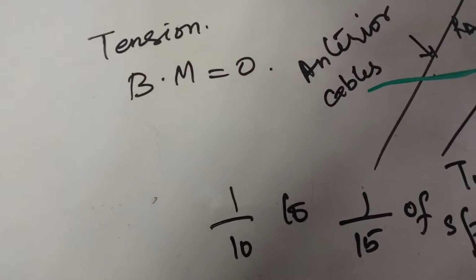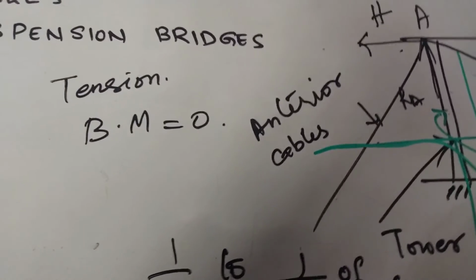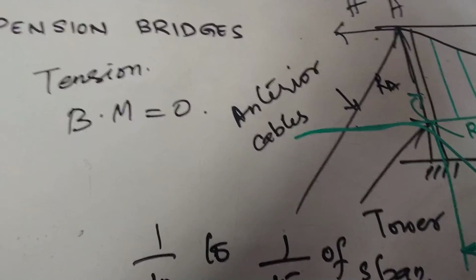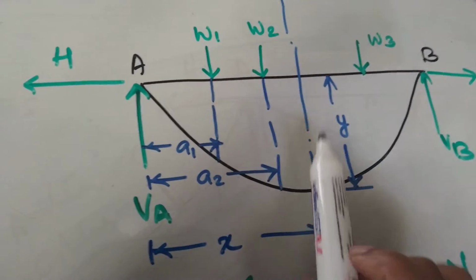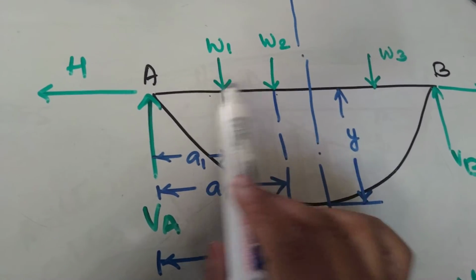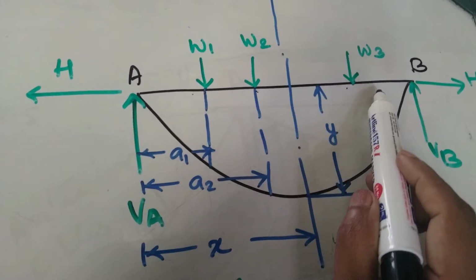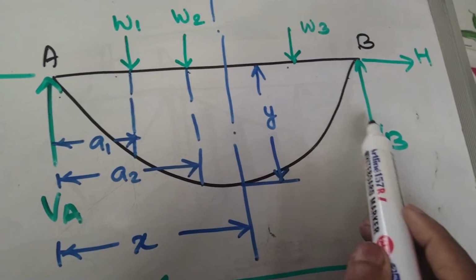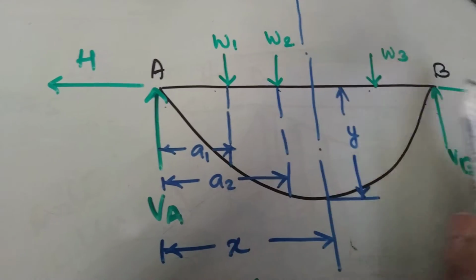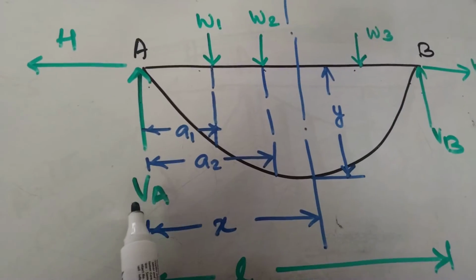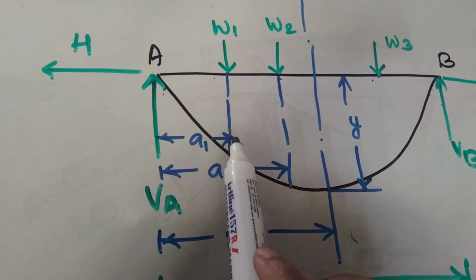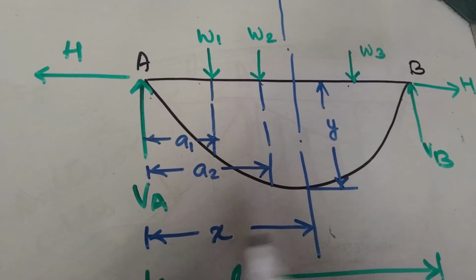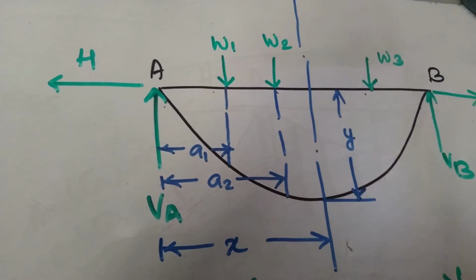Now we'll see the equilibrium of the cable. How do we analyze the cable when it is subjected to a system of concentrated forces? Suppose this is a cable subjected to concentrated loads W1, W2, W3, etc. It is supported at A and B. At A there is a vertical reaction, and at B there is a vertical reaction, and there is a horizontal thrust at the ends A and B. W1 is acting at a distance a1 and W2 at a distance a2 from A, and we are considering a section at a distance x from A, and the dip is y.